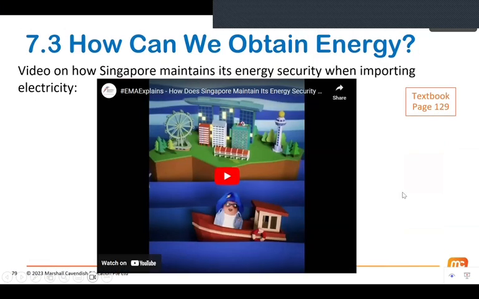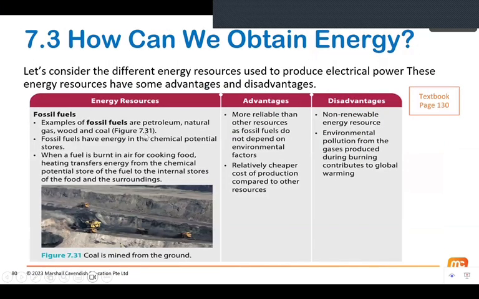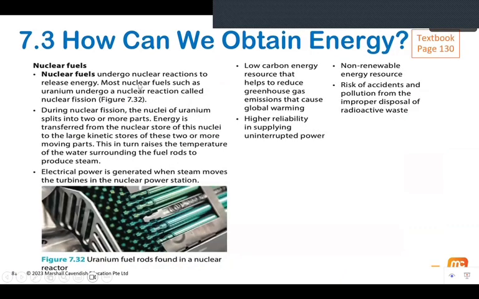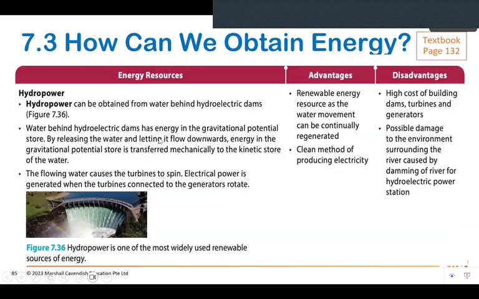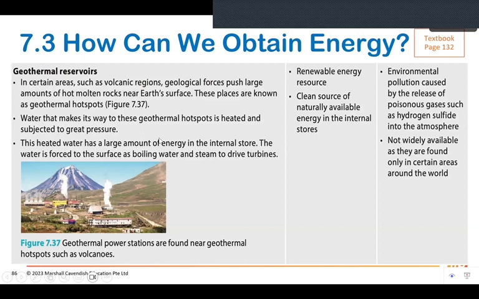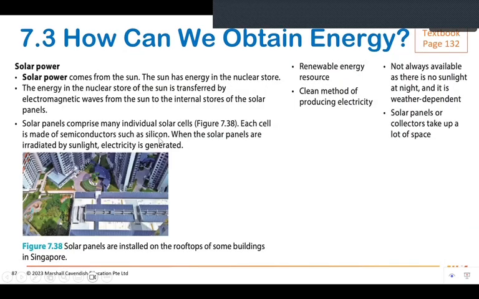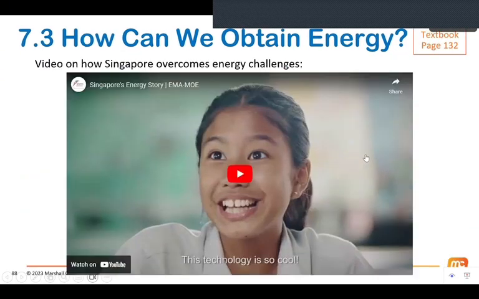Okay, so basically we have non-renewable sources of energy like fossil fuels. These are the advantages and disadvantages. I'm not going to go through every single one. And then we have also nuclear fuel. Nuclear fuel is something that Singapore is looking into in the near future. Okay, and then we have renewable sources like biofuel, wind energy, tidal energy, hydroelectric or hydropower electricity, geothermal reservoirs or geothermal energies. Okay, solar energies. So basically, these are the few renewable sources of energy that Singapore is looking at. Okay, so I will stop here for now.